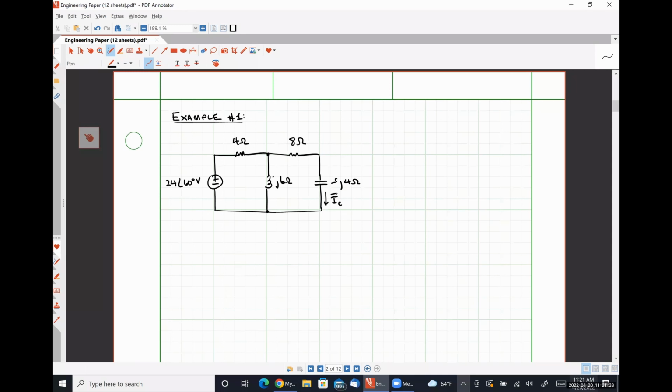Since we're finding the Thevenin equivalent circuit with respect to a particular element, in this case our capacitor, which has an impedance of negative J4 ohms, what we have to do is disconnect that capacitor and then calculate the Thevenin voltage and the Thevenin resistance with that capacitor removed from the circuit. Because, as you hopefully recall from circuits 1, anytime we are taking the Thevenin equivalent with respect to a particular element, we have to remove that element from influencing the behavior of the rest of the circuit.